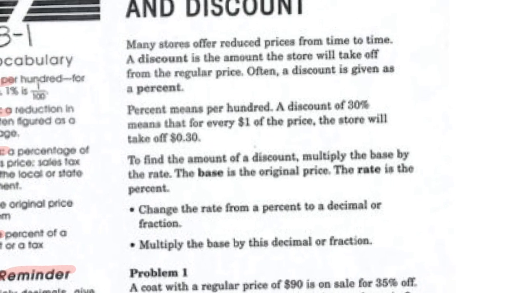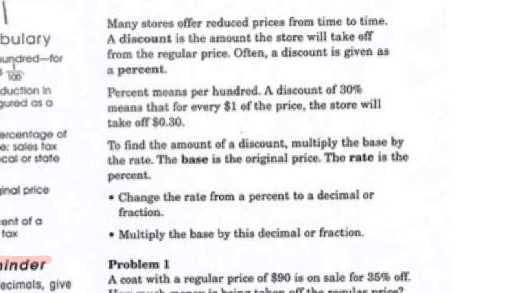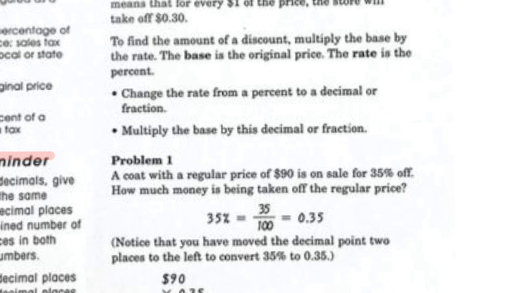On here, finding sales tax and discounts. Many stores offer reduced prices from time to time. A discount is the amount the store will take off from the regular price. Often the discount is given as a percent. Percent means per 100ths. A discount of 30% means that for every dollar of the price, the store will take off 30 cents. To find the amount of a discount, multiply the base by the rate. The base is the original price. The rate is the percent.